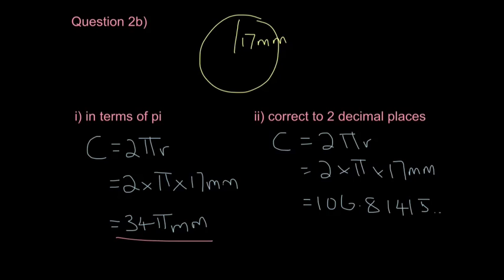Okay, now I can't use all those values. I have to cut off at 2 decimal places. So I've got to cut it off right there. I'll look at the number after my cutoff and it's a 4. So that means I round down and my answer will be 106.81 millimeters.